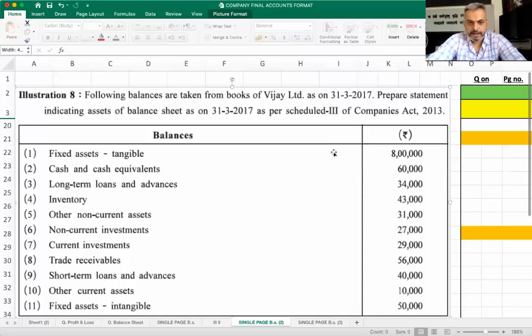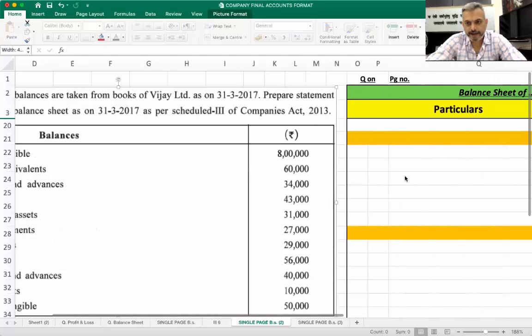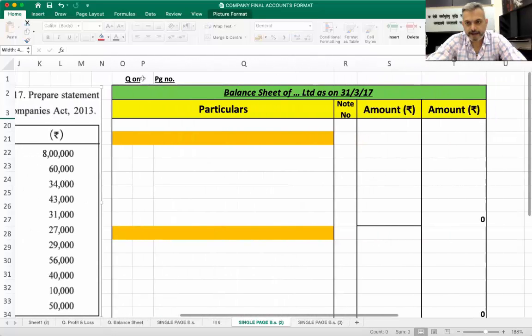So illustration 8: following balances are taken from the books of Vijay Limited as on 31/3/2017. Prepare a statement indicating assets of the balance sheet as on 31/3/2017 as per Schedule 3 of Companies Act 2013. So let's write the heading.